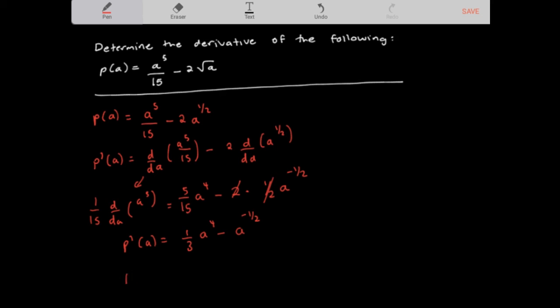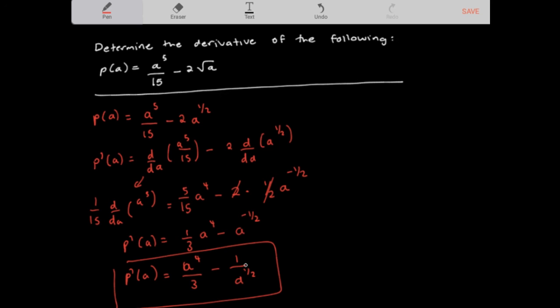And if you want to keep positive exponents, we have P prime of a is equal to a to the power 4 over 3 minus 1 over a to the power 1/2. Or you can write square root a. Right? And you can leave your answer like this. Okay, and that's the derivative.